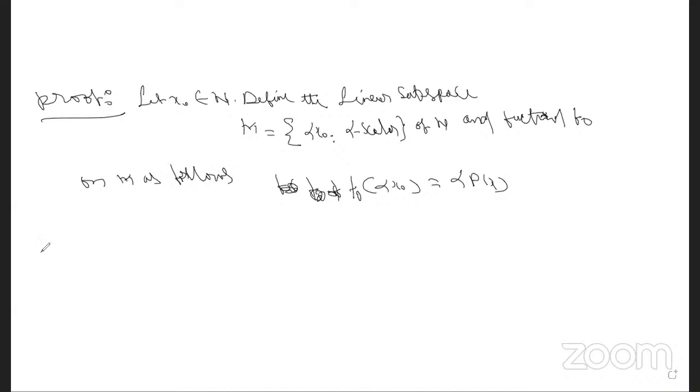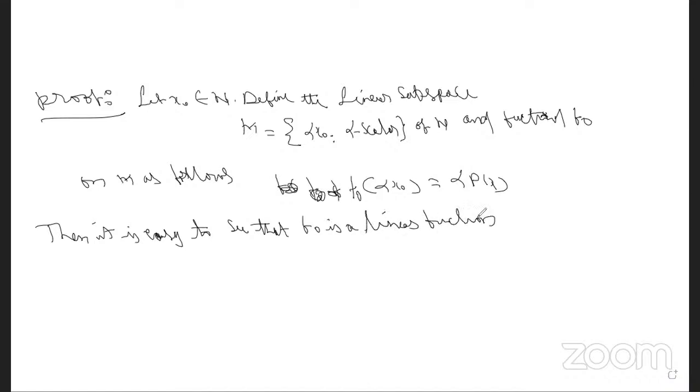Then it is easy to see that f naught is a linear functional on M, and f naught of x is less than or equal to p of x, for x belongs to capital M.